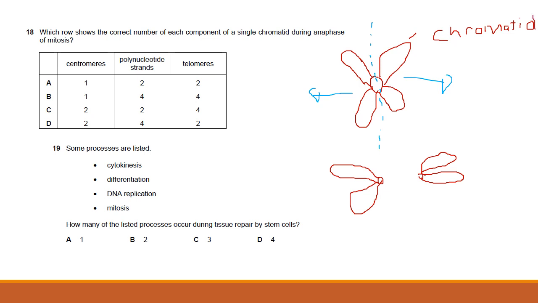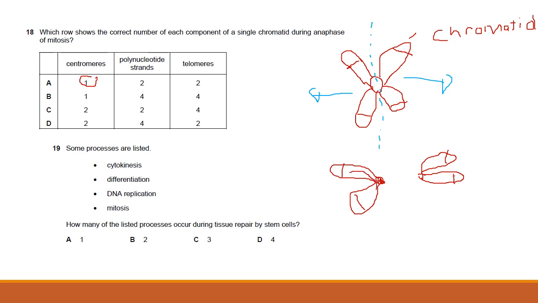So you have that, and also you have these ends here that are called the telomeres, and they are on each chromatid, so it doesn't matter. You have the telomeres, they're on each end of a chromosome, the 4 ends basically. So if you have a single chromatid during anaphase, you will have 1 centromere, because that's the centromere there in the center, 2 polynucleotide strands.